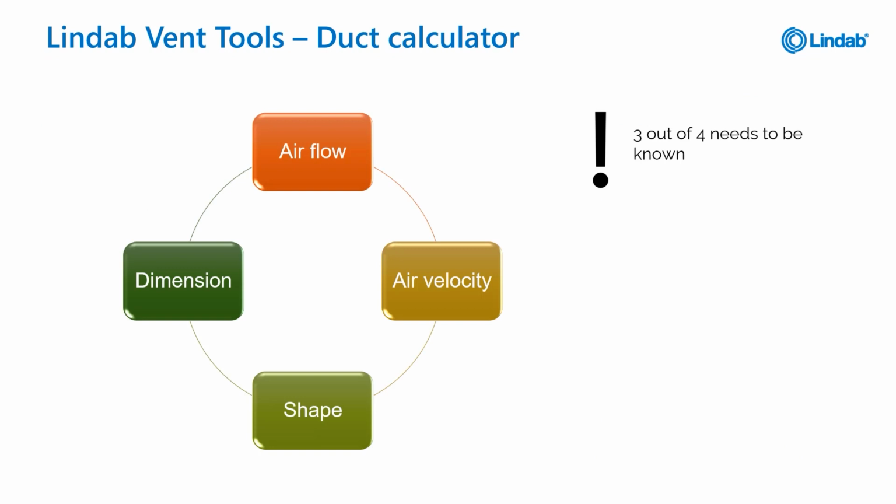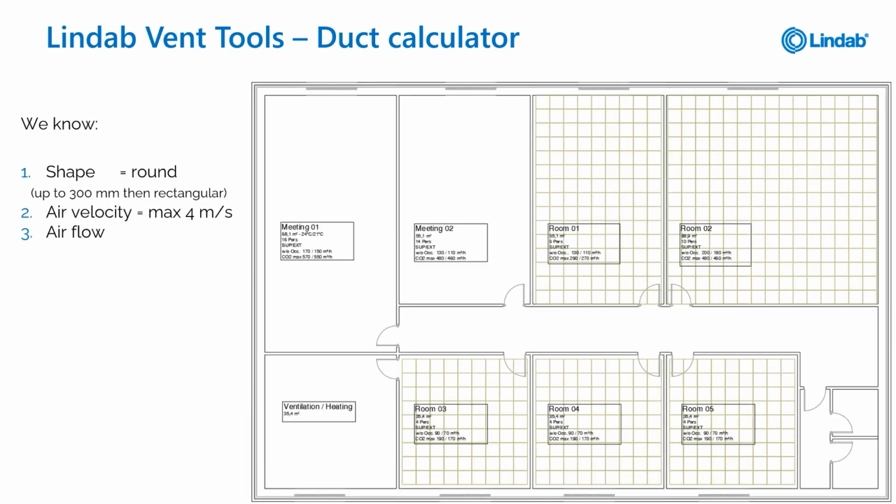Finding a duct is really simple. You need 3 out of 4 pieces of information: the airflow, the air velocity, and the dimension and shape. If you know all 3, or if you know 3 of these, then you can use the duct calculator. I'd like to give you a sample.